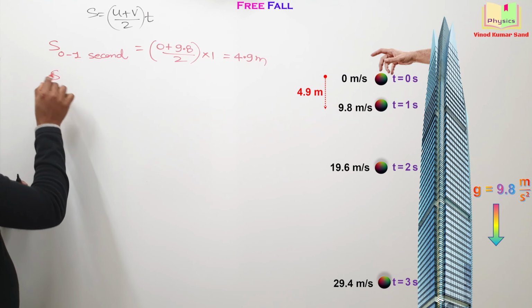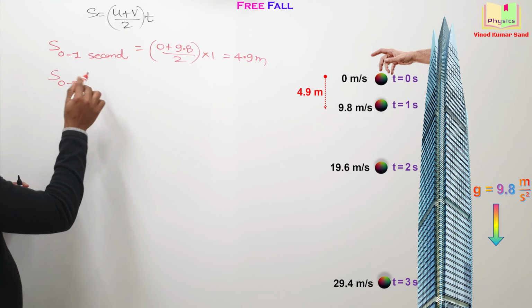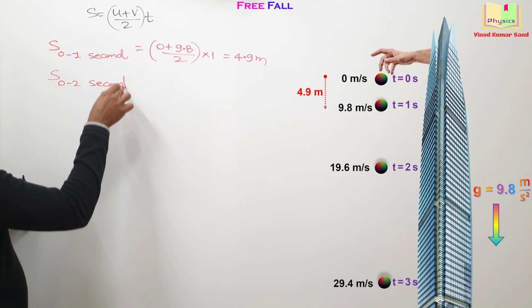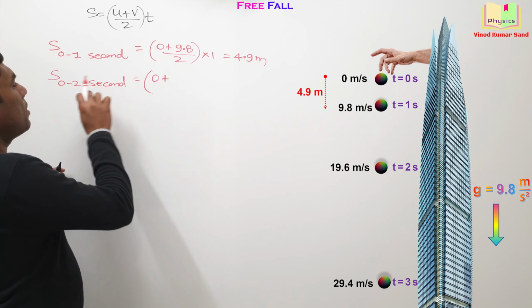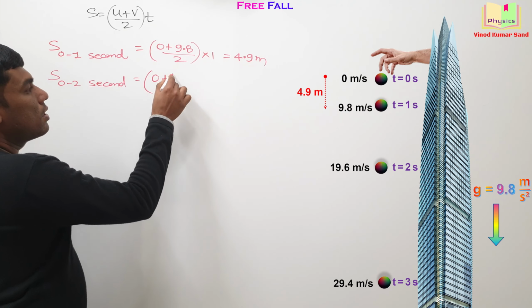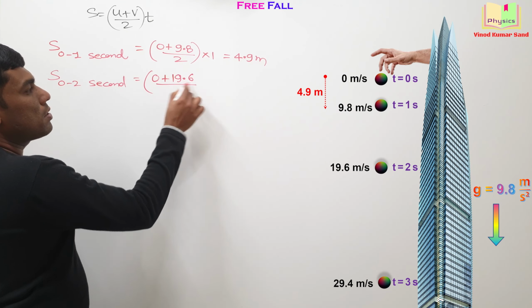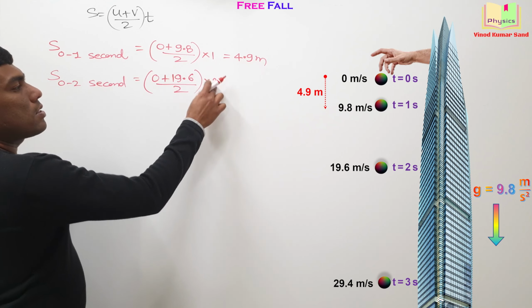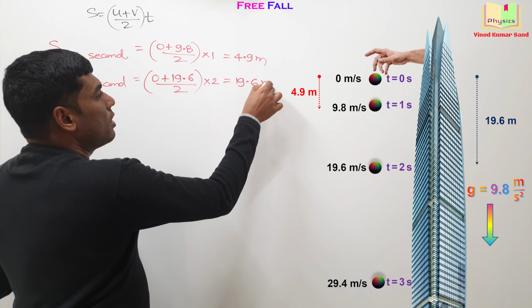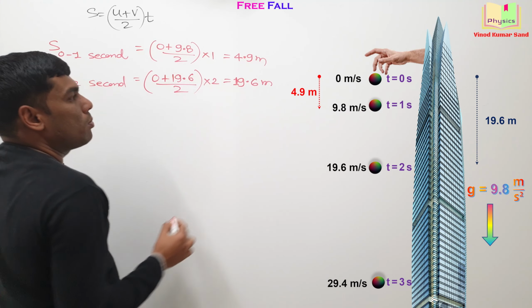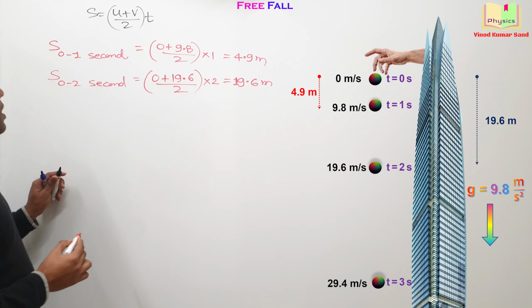Suppose you require the distance traveled by the ball in the time interval 0 to 2 seconds. Then what should be the data? (0 + the speed at 2 seconds, which is 19.6 meter per second)/2, and this time interval is 2, so it is 19.6 meter. I hope you get this.